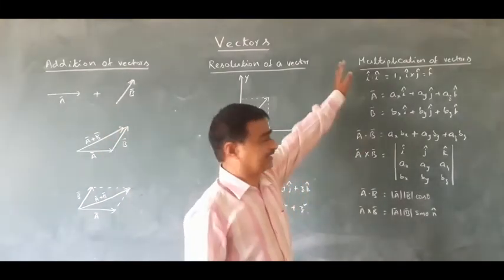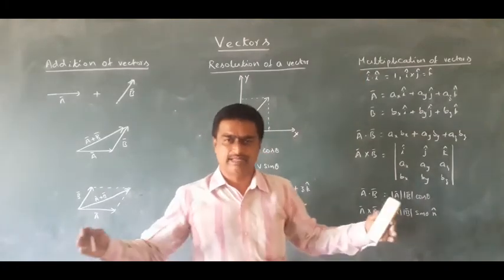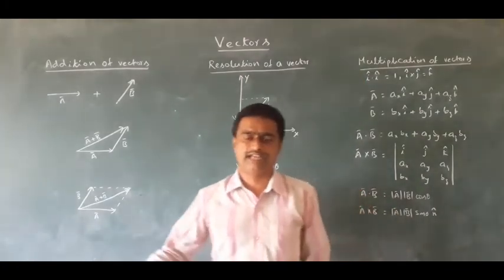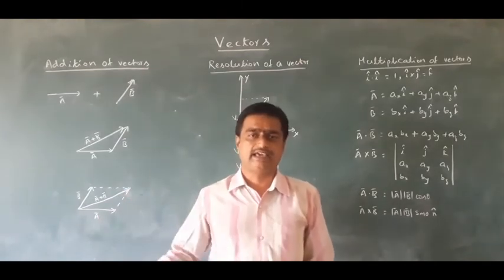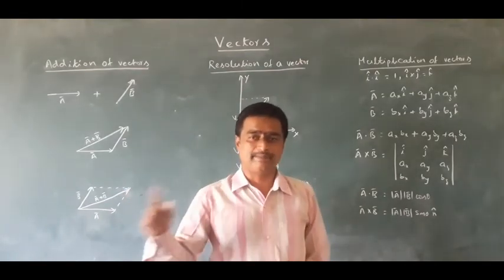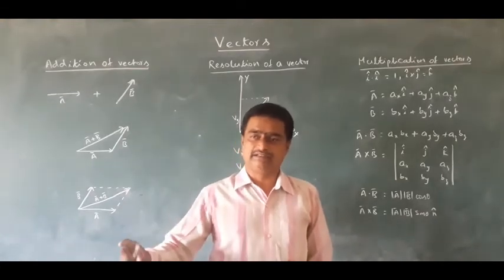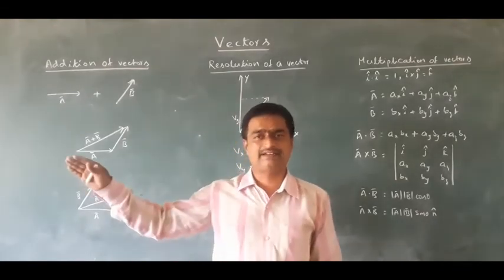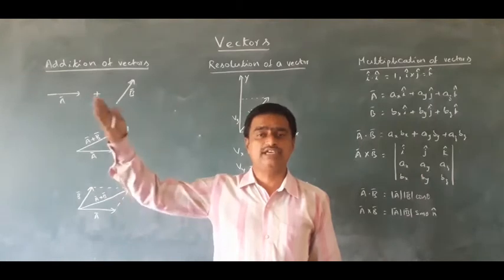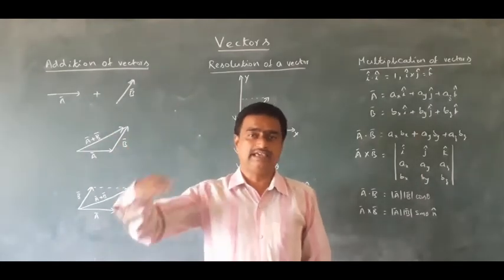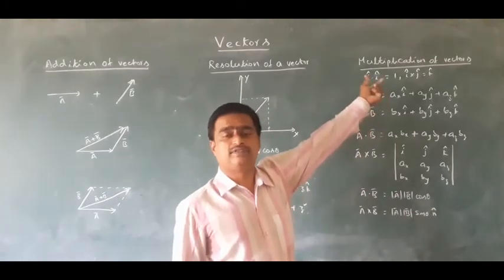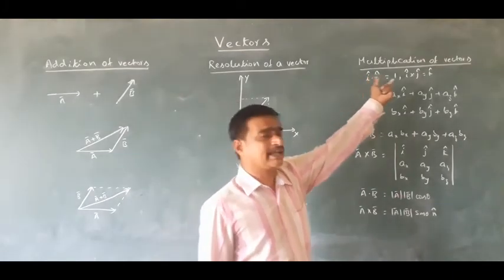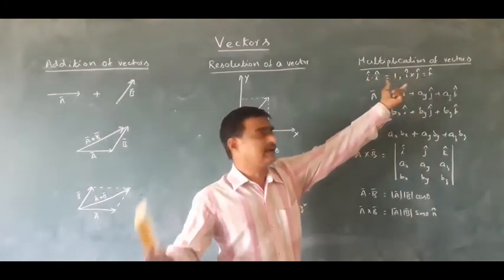Then coming to multiplication, the multiplication of vectors gives a different vector. Suppose we multiply a vector with a simple scalar or a number, then we are going to have the same direction for that vector, but the magnitude is increased by the number with which we are multiplying. The magnitude is going to be multiplied.